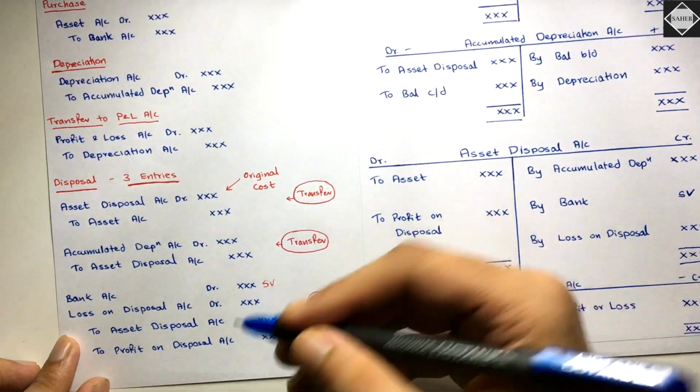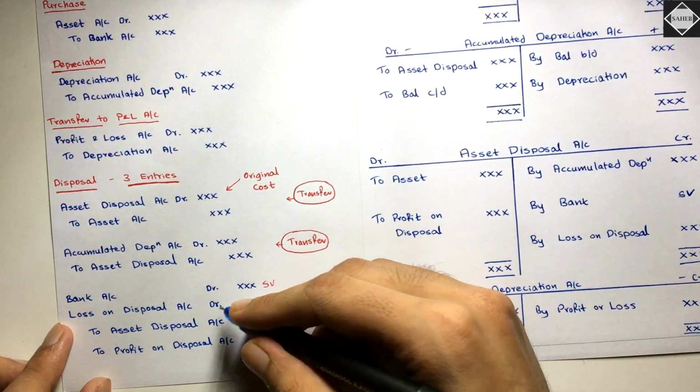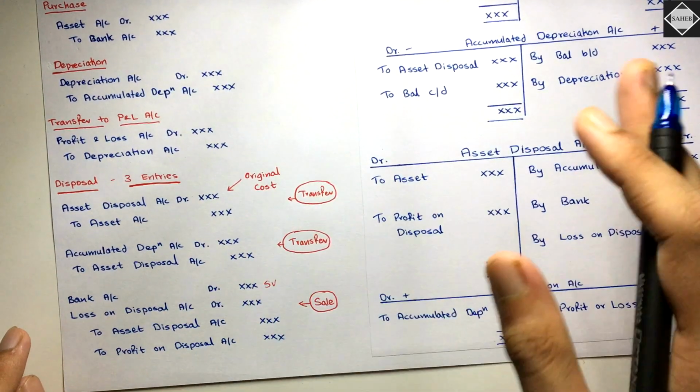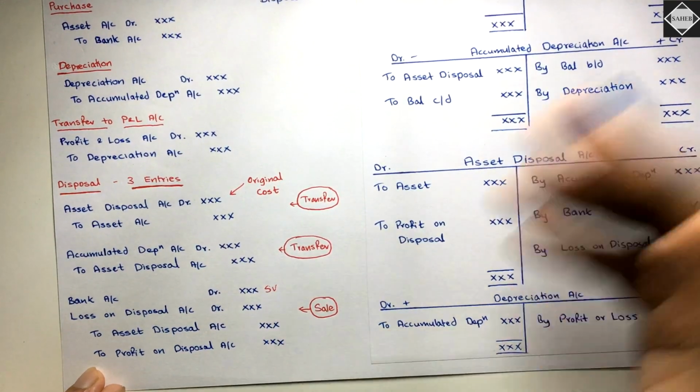The difference between the WDV and the sale value will be either profit or loss on disposal. If there is a gap in the debit, then that's loss on disposal. In the ledger account it's a bit different, and in the credit it's profit on disposal. Fine. Now let's see the ledger accounts.